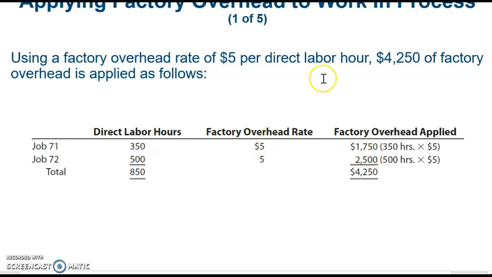So here is showing you where you take the actual labor hours for the job and multiply it by the overhead rate. And this is the amount of overhead that you're going to apply for each job. So total overhead applied for job 71 and 72 is $4,250.